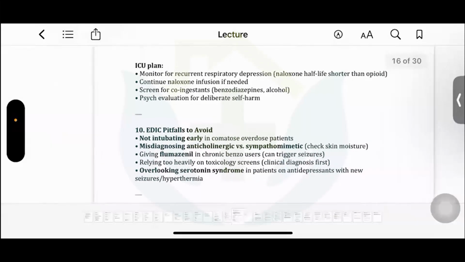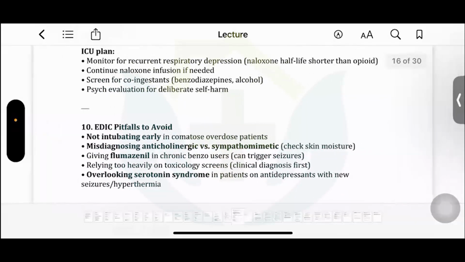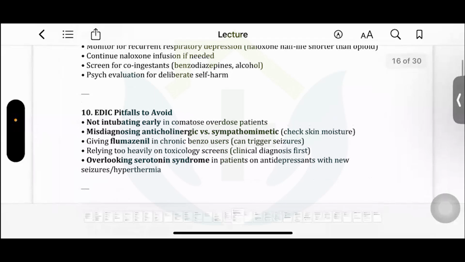So what will be the ICU plan? Monitor for recurrent respiratory depression. Why? Because naloxone's half-life is shorter than the opioid. So you will probably need to give it again. Continue naloxone infusion if the bolus of the drug taken is very heavy and the patient is going into respiratory depression again and again. Screen for any co-ingestants like alcohol, benzodiazepines, and of course psychiatric evaluation before the patient is discharged. What are the pitfalls?